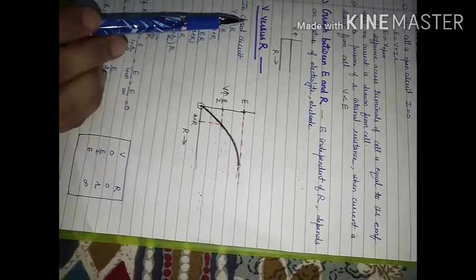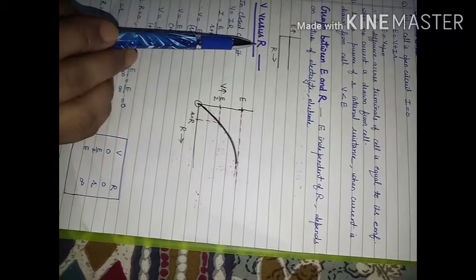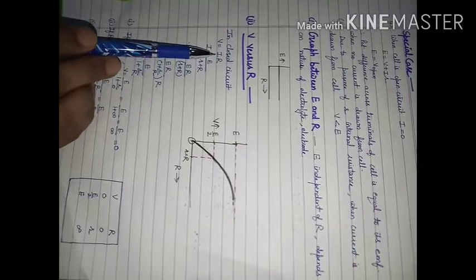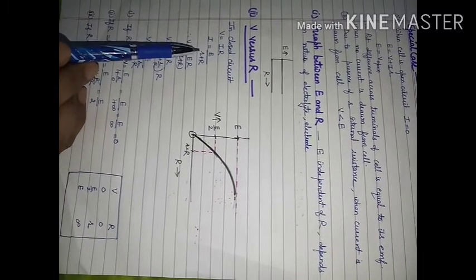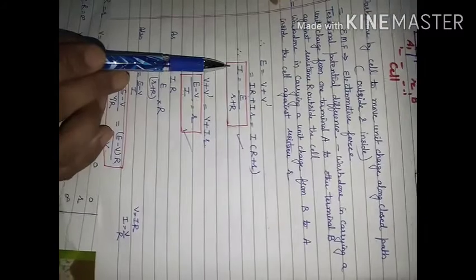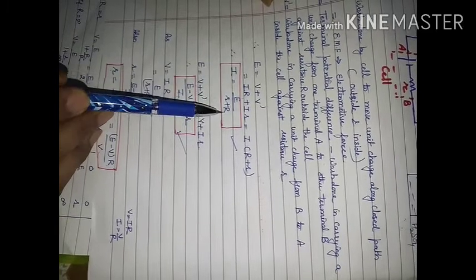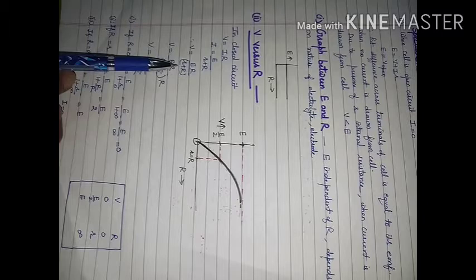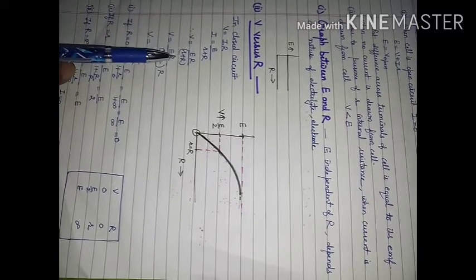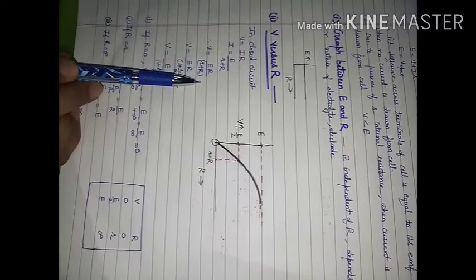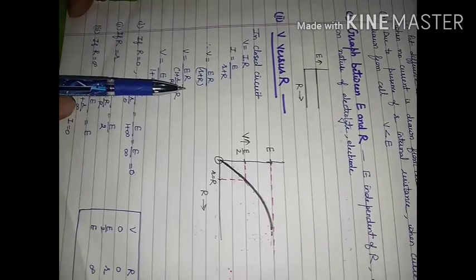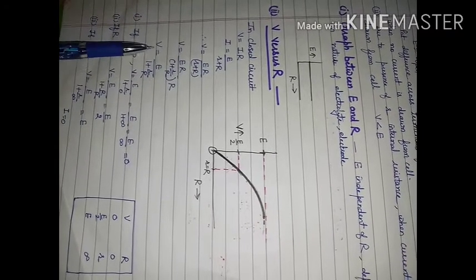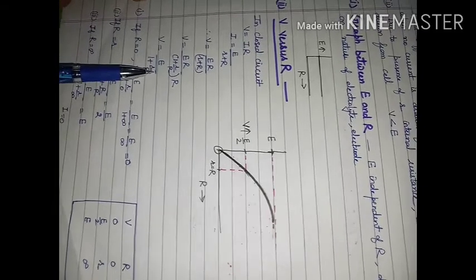Next is the graph between terminal potential difference and external resistance R. So we know V is equal to IR. Put the value of I, which is E upon R plus r, in this equation. So V will become ER upon R plus r. We will take R outside. So the equation will become V is equal to ER upon R into 1 plus r upon R. So the relation is V is equal to E upon 1 plus r upon R.